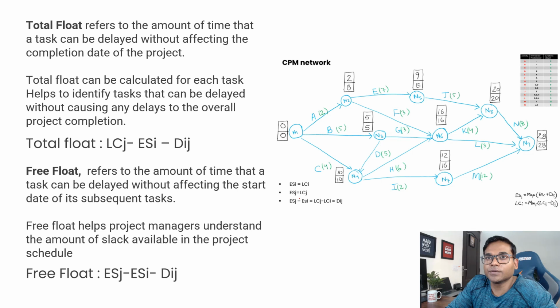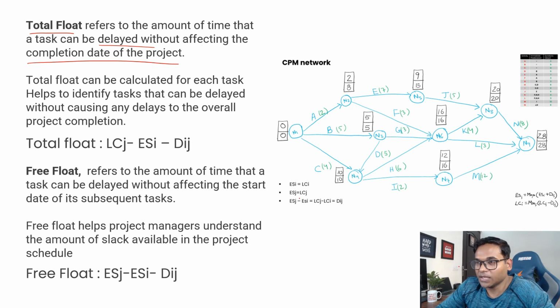So let's understand what the total float is. Total float basically refers to the amount of time that a task can be delayed without affecting the completion date of the project, right? So what does the completion date of the project mean? Suppose this is the network diagram of a project, and it has to start on day 0, and then it has to finish, as per our network diagram, on day 28. So this is the day of completion, when it is supposed to be finished.